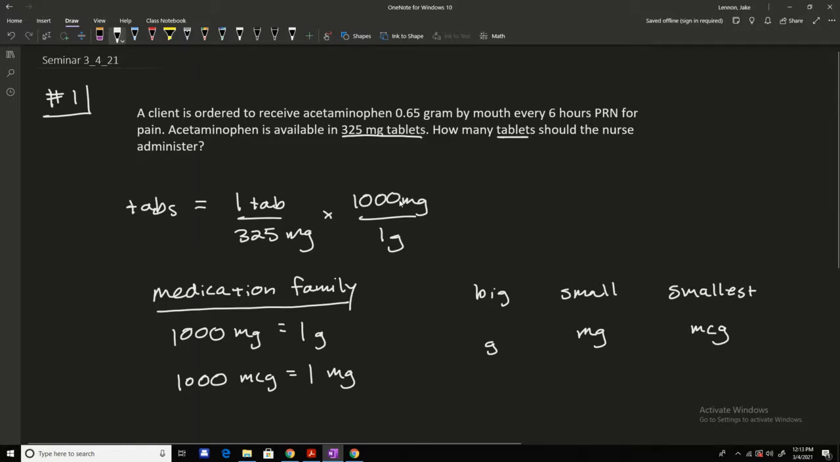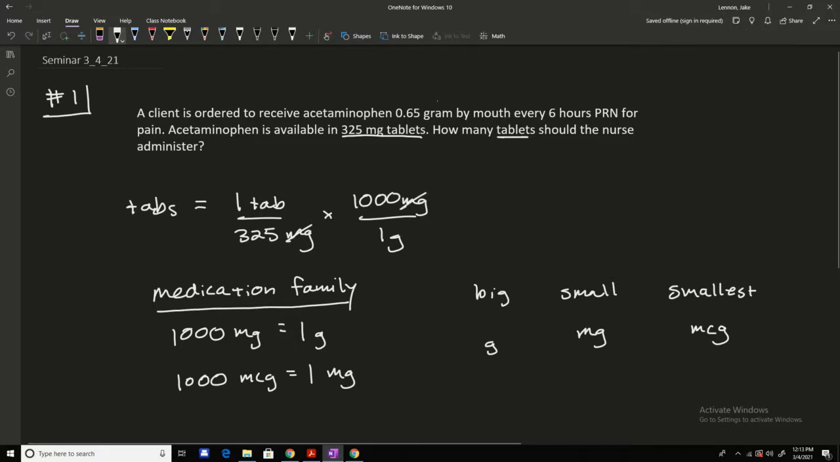Notice units will only cancel if they are in opposite parts of the fraction, meaning the milligrams cancel because the 1,000 milligrams is on top and the 325 milligrams is on the bottom. If they were both on top, they would not cancel. Your units would not cancel. So we know the milligrams is gone.